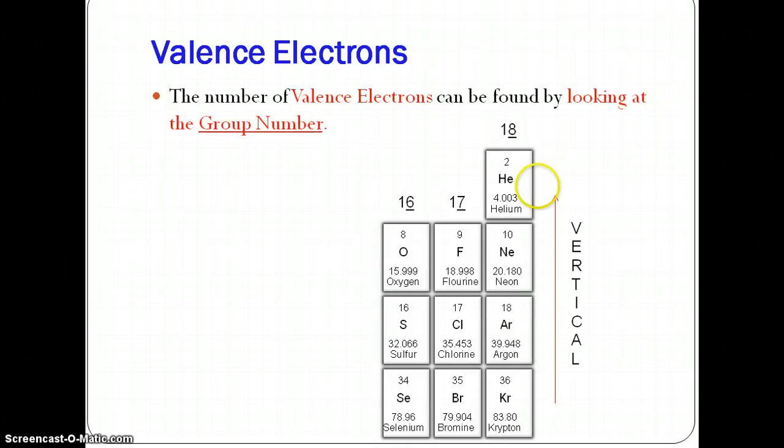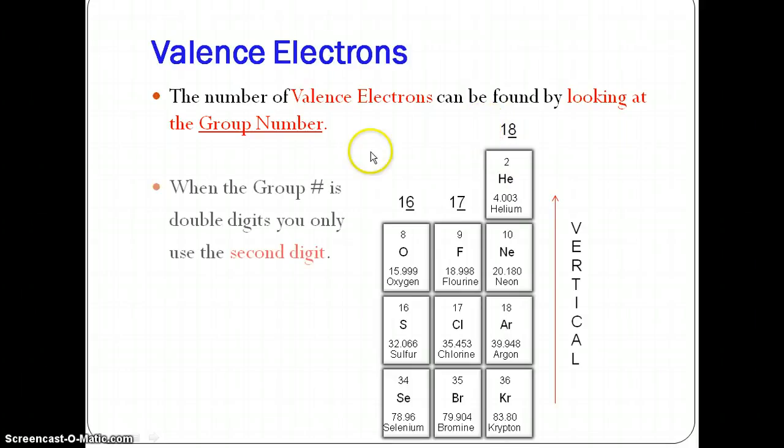The number of valence electrons can be found by looking at the group number. So if I said, how many valence electrons does helium have? We'll just look at the group number, 18. But when it's double digits, you only use the second digit. So helium will have only 8.